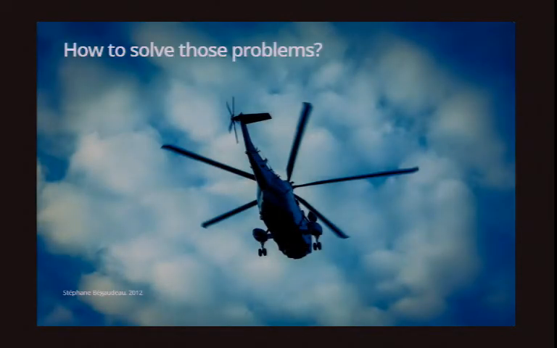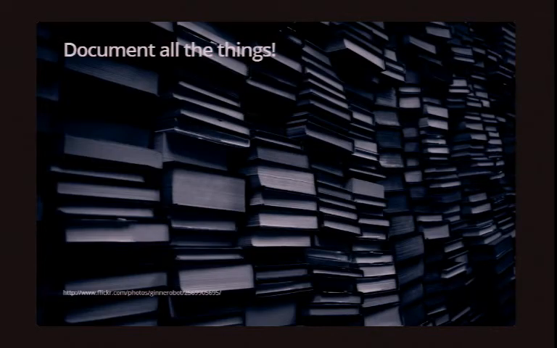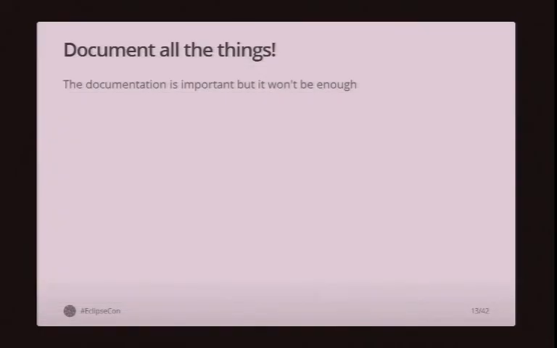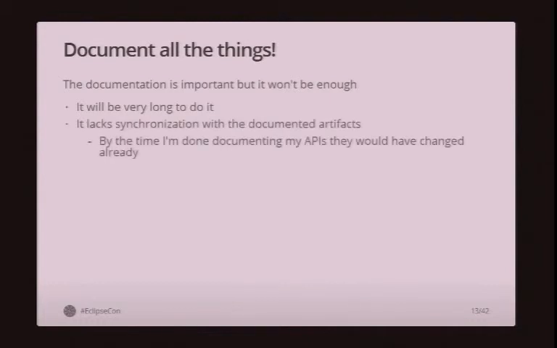So, how to solve those problems? Well, the first thing that comes to mind is let's document everything. Yes, documentation is important, but it won't be enough for my need for several reasons. First of all, it's very long. I don't want to do it. It lacks synchronization with the documented artifact. By the time I'm done documenting half of this, it will have changed already, and my documentation will be useless.